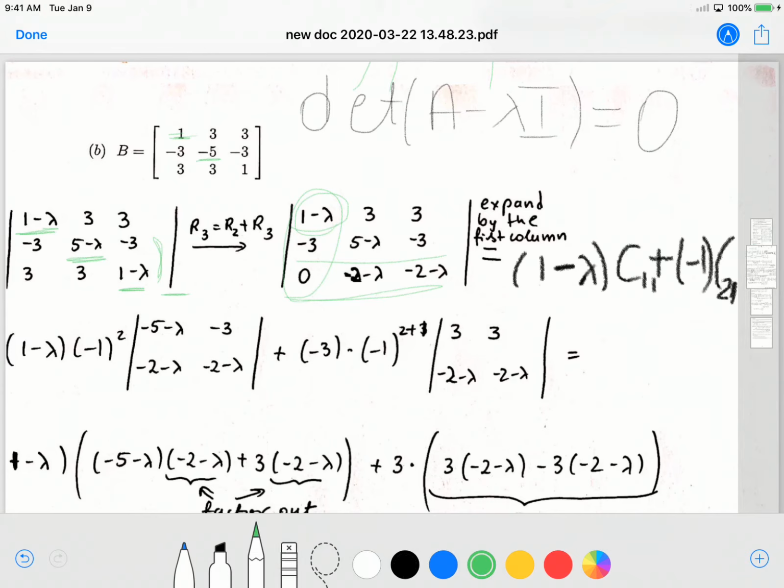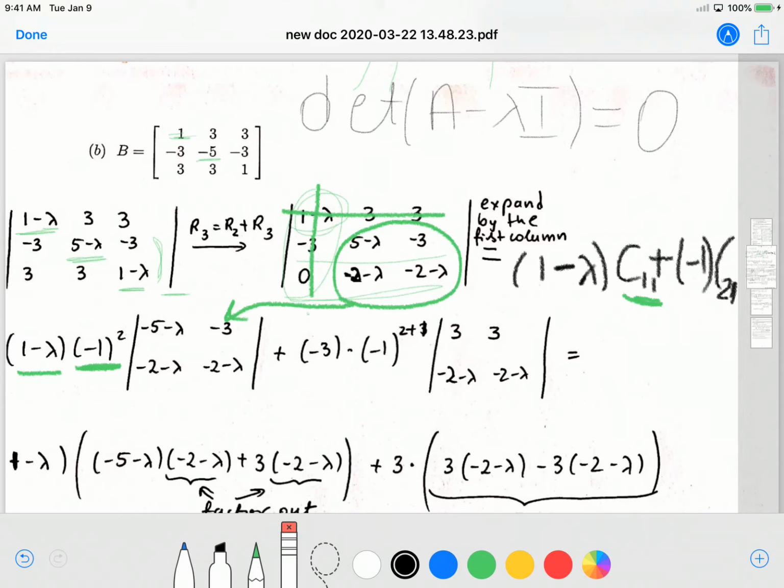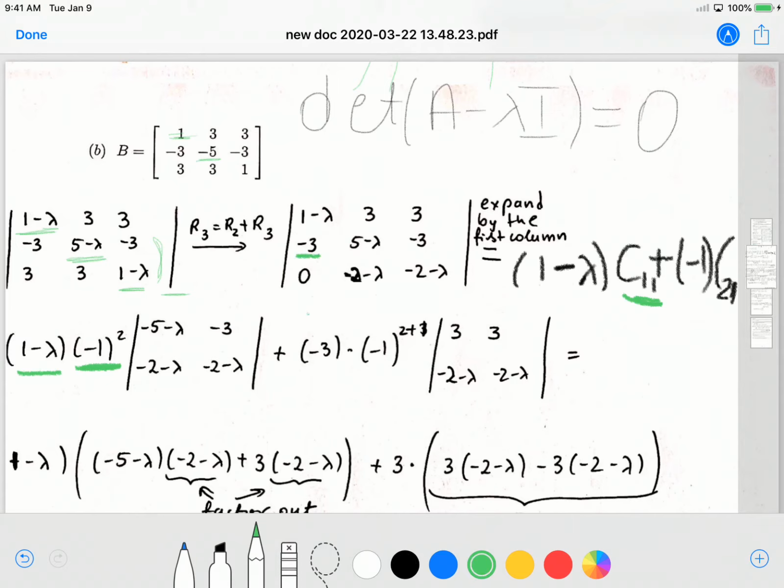And then what we have is the term 1 minus lambda, and then we have minus 1 to the power 1 plus 1 from the cofactor, right? And then by deleting the first row and the first column, this is the matrix that is left, right here. And then we're doing the same for the second one. So minus 3, that's right here, minus 1 to the power 2 plus 1. And then by deleting the second row and first column, what's left is right here.